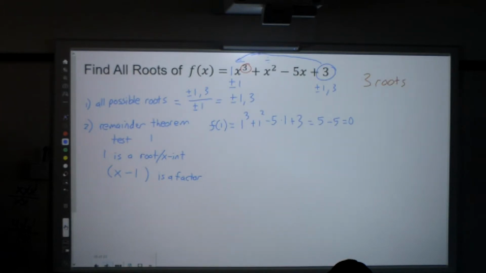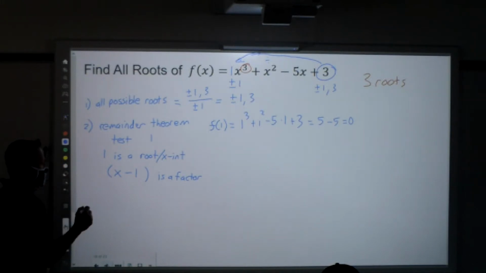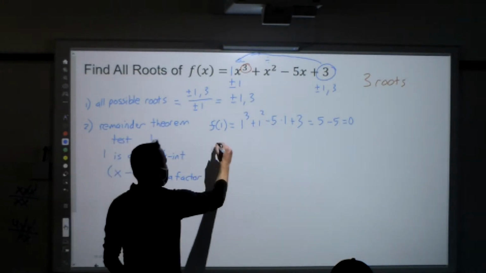So where are we in this process? We had 4 suspects, we interrogated one of them, and that one is guilty, it's an x-intercept. What is step 3? Tell us the others. We're going to find the others using which process? Division. Now we're going to go to synthetic division.